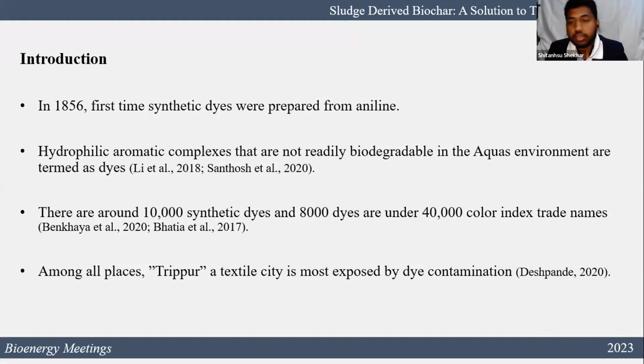So what is a color index trade name? There are different dyes, as I said, and different names are given based on the color name, like red, methylene blue, or methyl orange. Among all places, if we talk about India, there is a place in the south called Tiruppur. It is a textile city which is facing most of the problems from textile dye discharge.